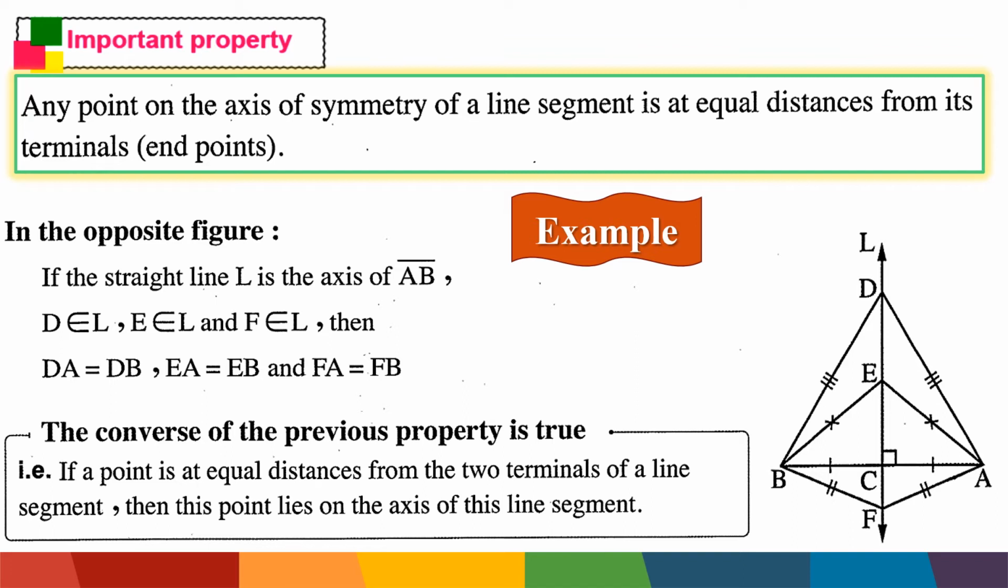Okay, and also the converse of the previous property is true. If a point is at equal distance from the two endpoints of a line segment, then this point lies on the axis of this line segment. If I have equal distance, the point lies on the axis of this line segment.